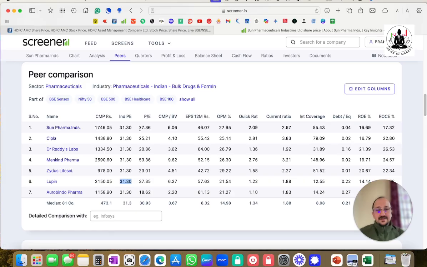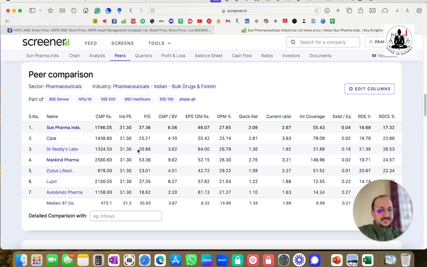So Sun Pharma is having a PE ratio of 37. It means you're buying the iPhone at a higher price, or buying this company at a higher price. Cipla is at 25. It means you're buying the same iPhone at a lower price. It means Cipla is at optimum value right now. The price is less, right? Dr. Reddy's is 20, which means it is more undervalued right now.